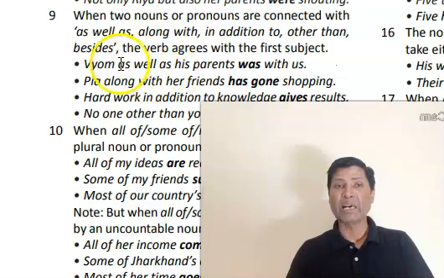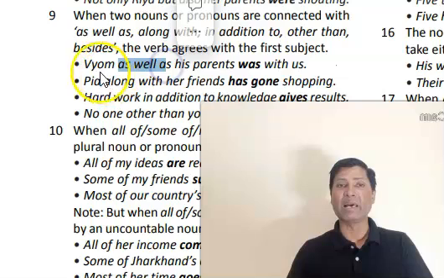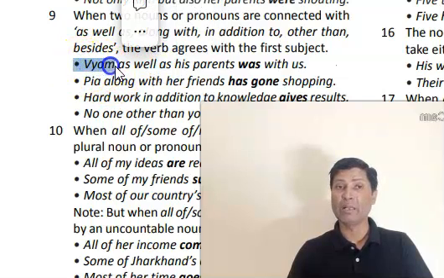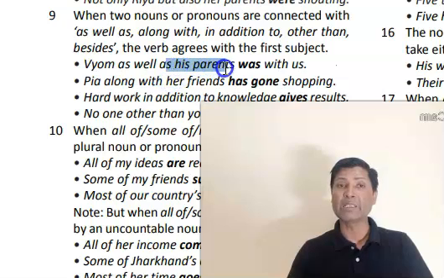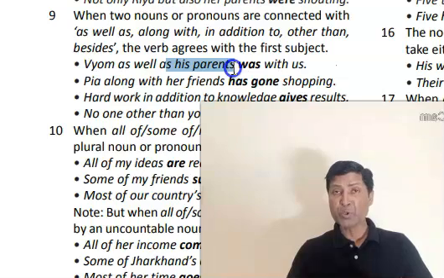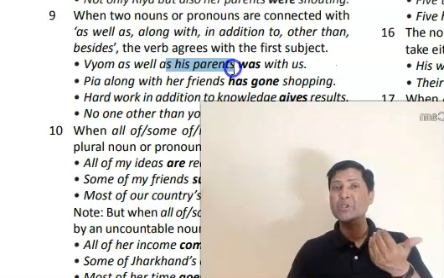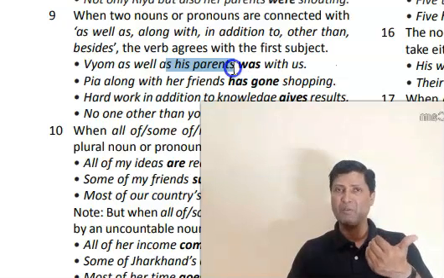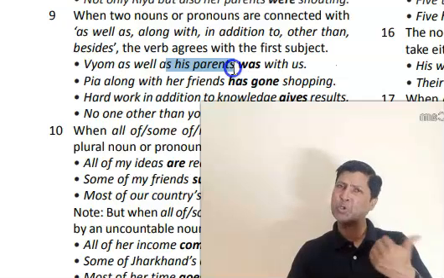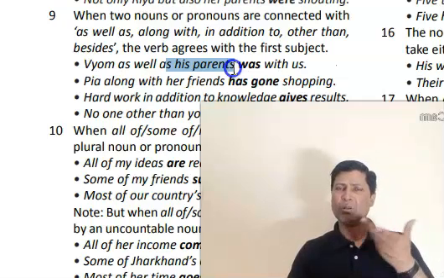So usually what happens, you see "as well as". Before "as well as", you are getting the word Vyom. Vyom is singular. And after this, "his parents" is coming. His parents is plural. So confusion is bound to emerge in your mind. Confusion is not likely, but sure to take place in your mind.